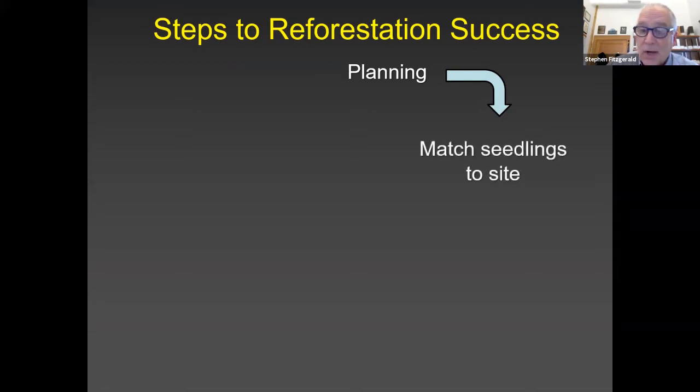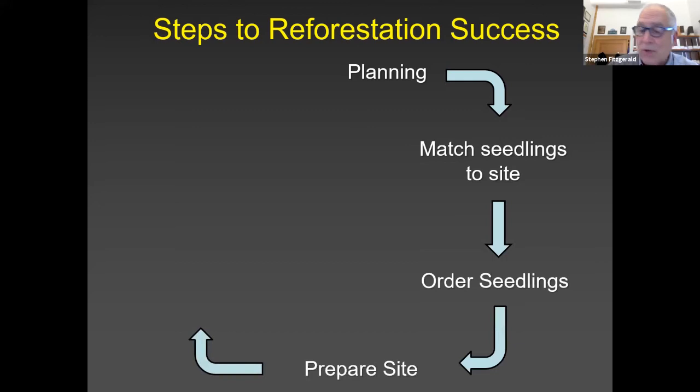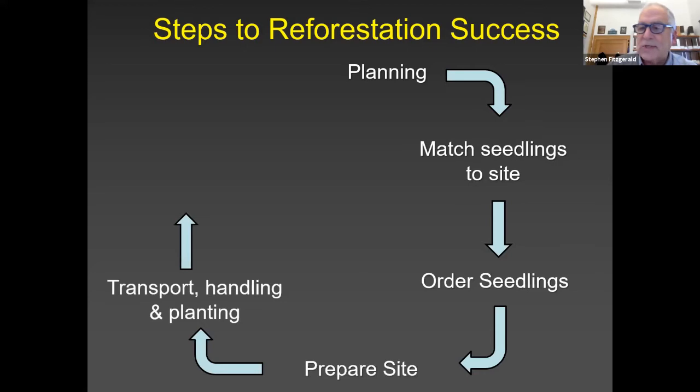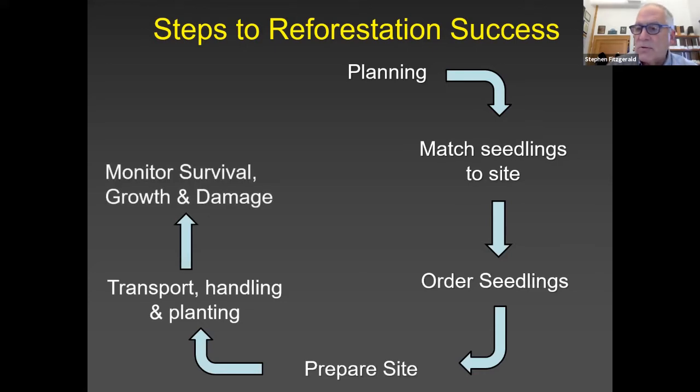We're going to talk about all this: matching seedlings to the site, ordering seedlings, preparing the site for planting if it's not already, and how to transport, handle, and plant those seedlings correctly. And then, of course, monitoring to see how well those seedlings are growing and whether they have established and will meet the reforestation requirements we have in the state of Oregon after harvest. And if there's any corrective action, it's best to determine what that action is and take it sooner than later.